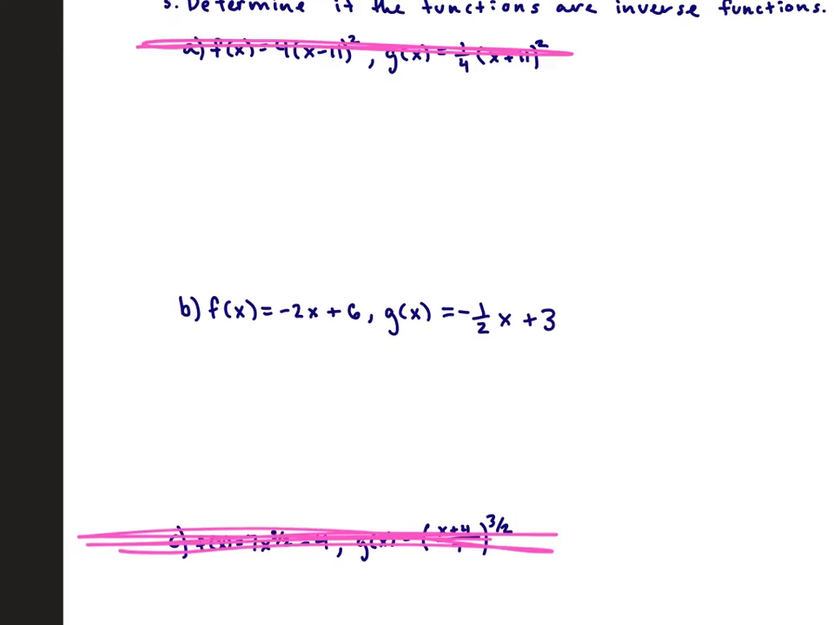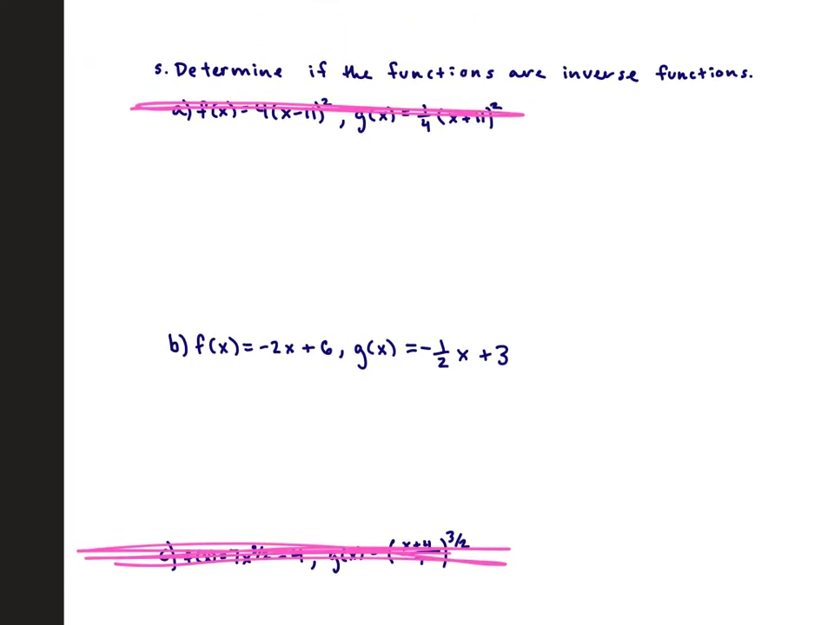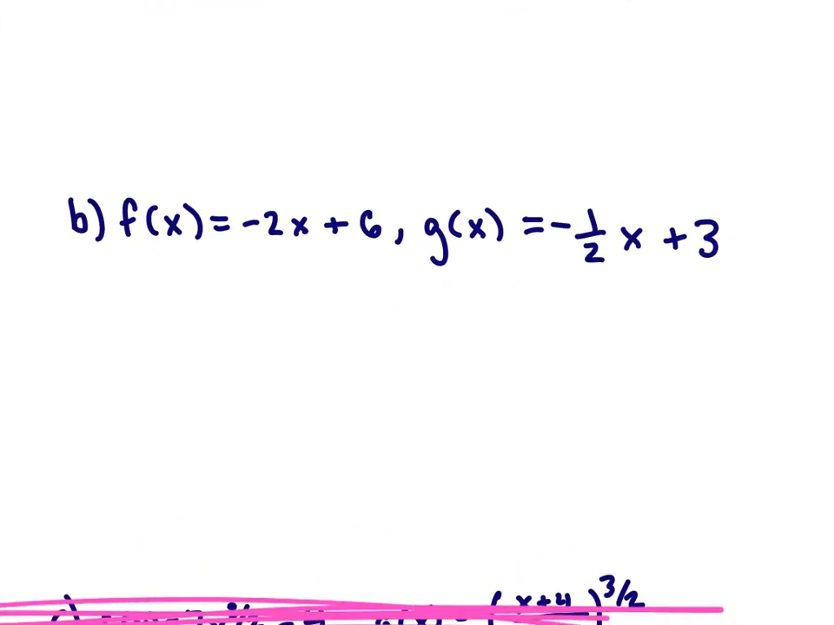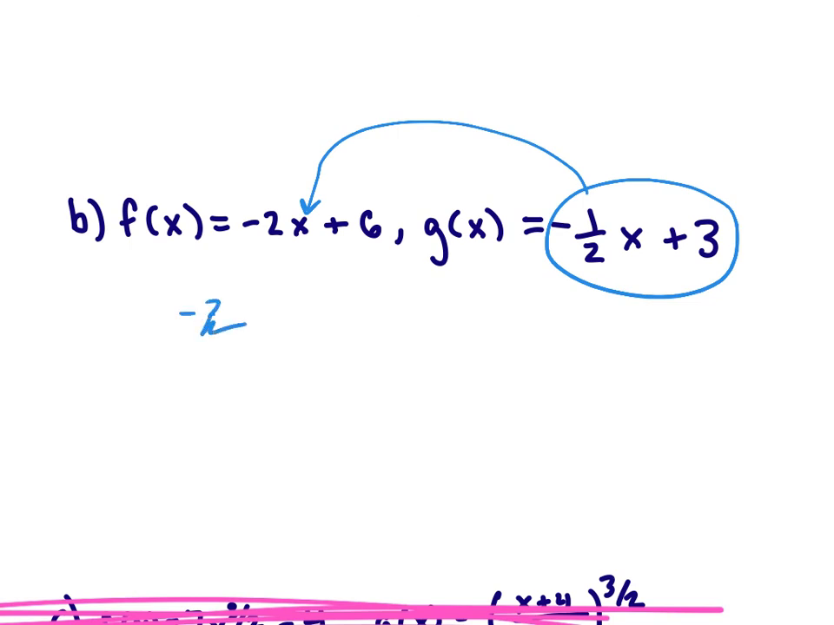So how do we determine if the functions are inverses of each other? What should we do? Awesome. We take the whole g of x and plug it into x in our f of x. So we have negative 2 times negative 1/2 x plus 3 plus 6.